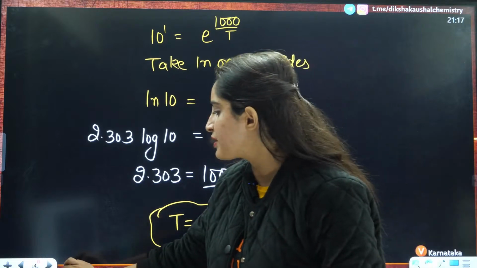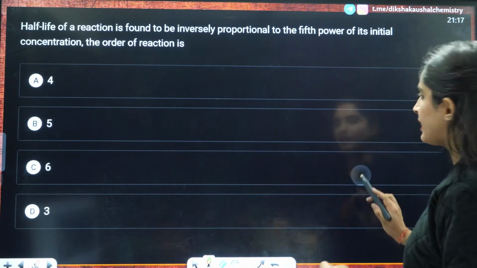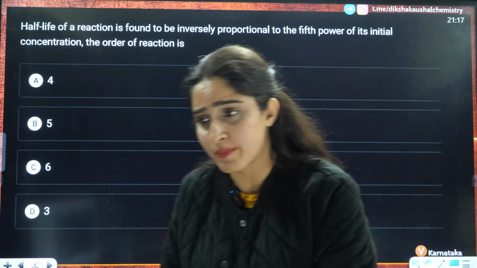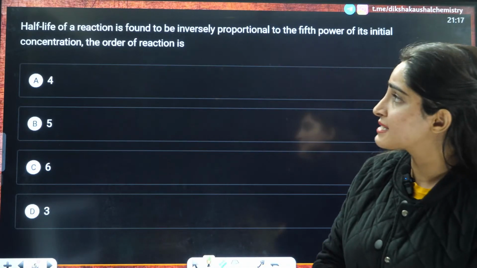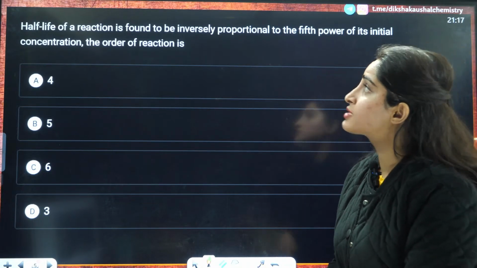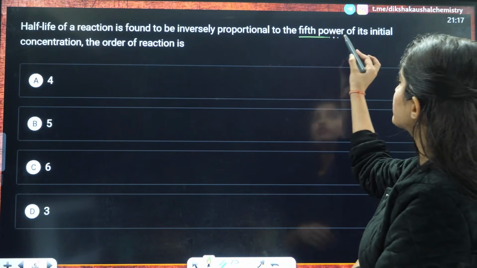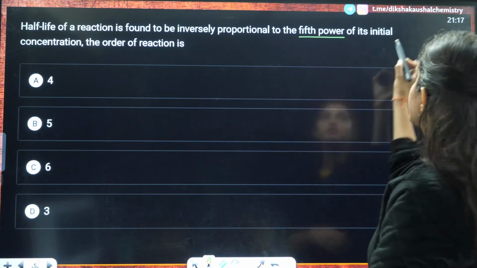Now the next question on your screen. Try to do it yourself, everybody, in the chat box. Half-life of a reaction is found to be inversely proportional to the fifth power of the initial concentration.